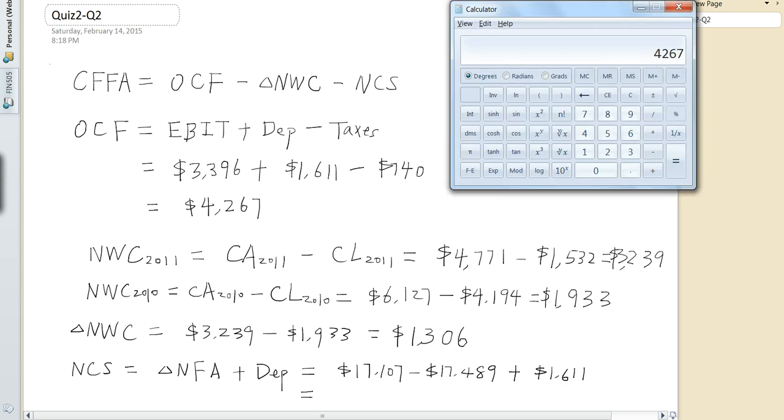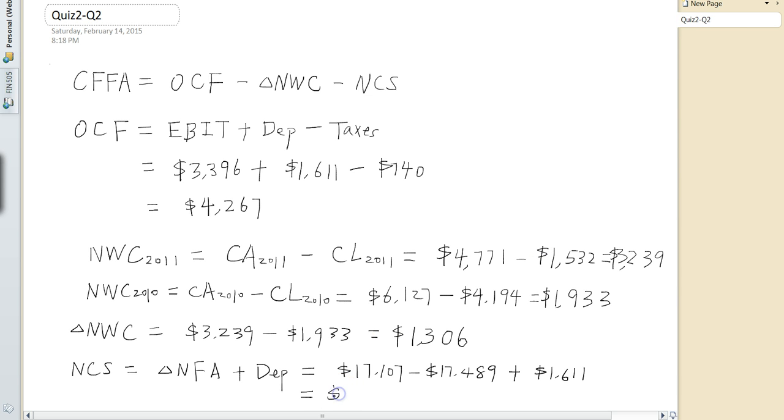So finally, we can put these numbers into my calculator. 17,107 minus 17,489 plus 1611. So that's going to be 1229.